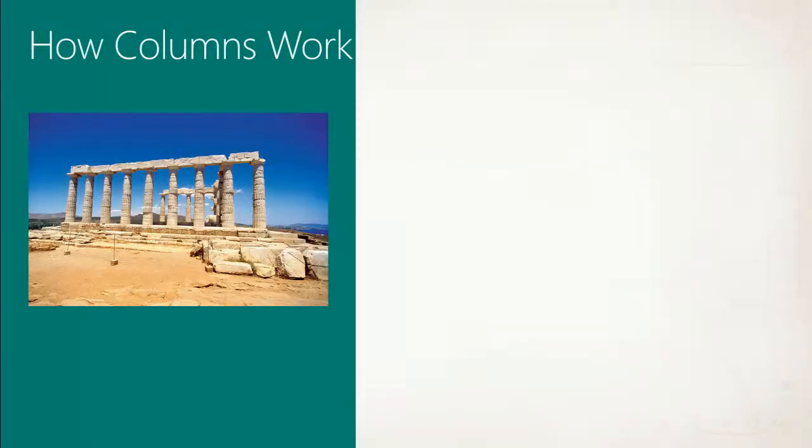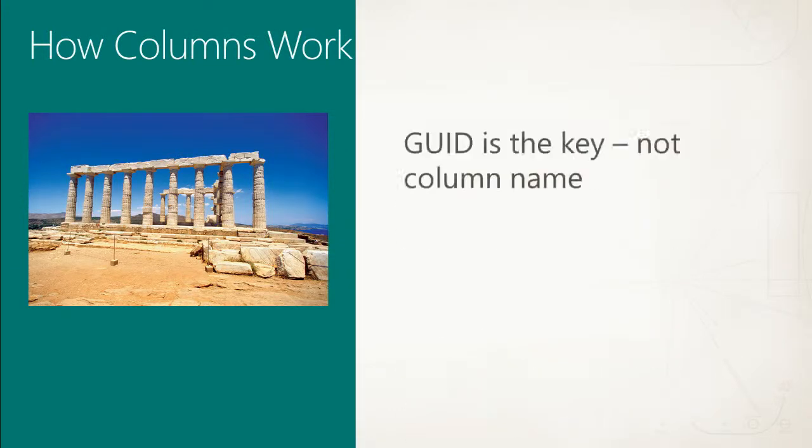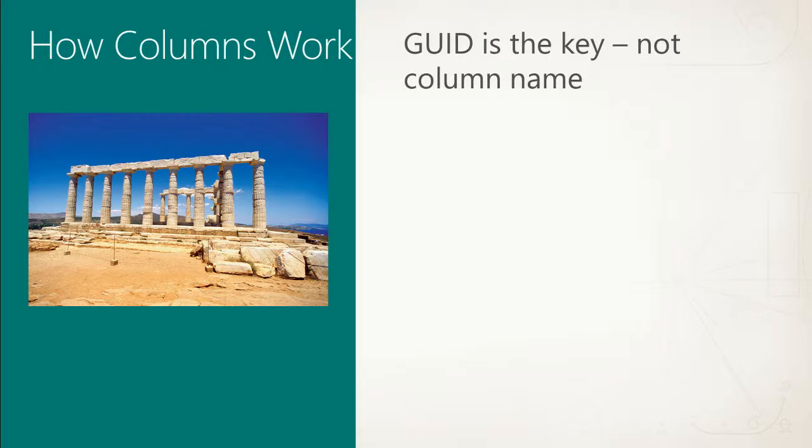So as Scott mentioned, we're going to talk a bit now about how you manage columns and some of the challenges around working with columns. The first point, as Scott just mentioned, is that the GUID, the Guaranteed Unique Identifier, is the actual key that SharePoint cares about. It's not the display name. It's not the internal name.